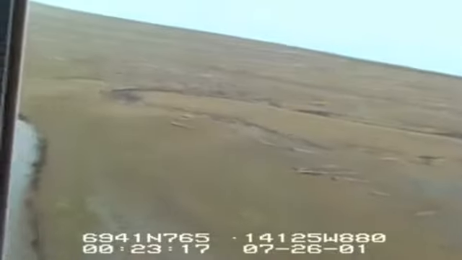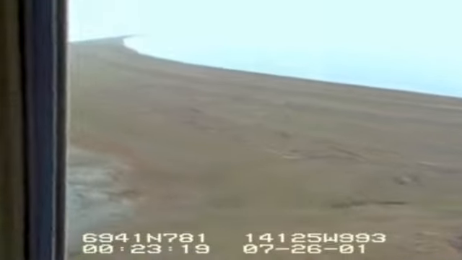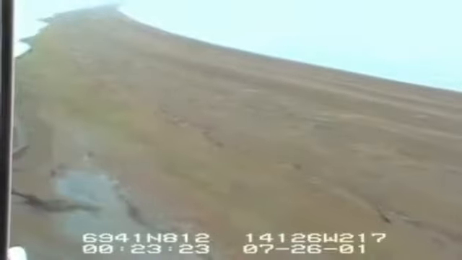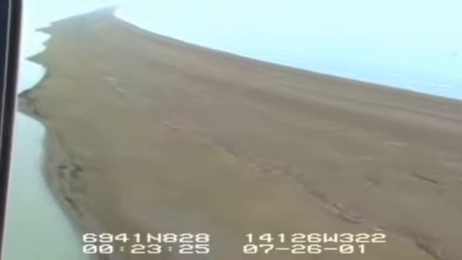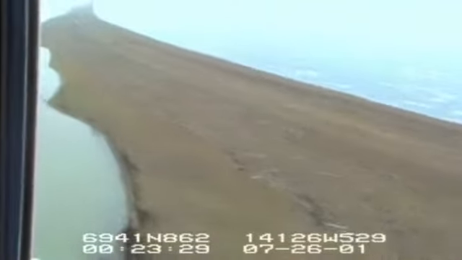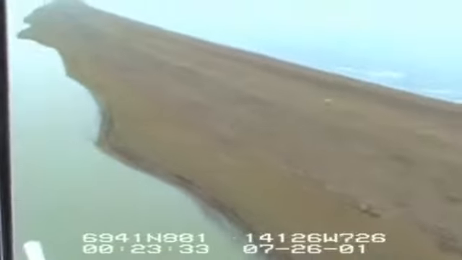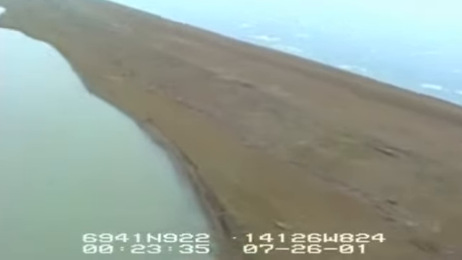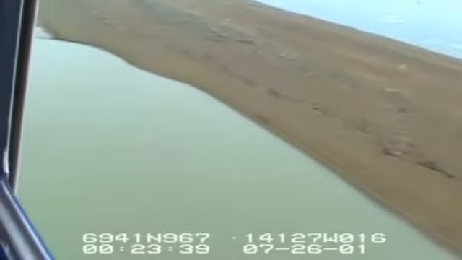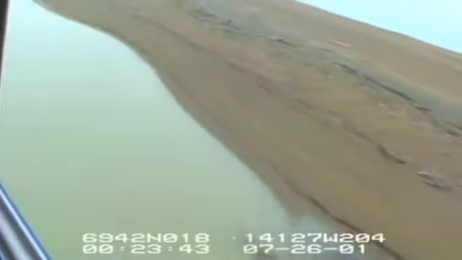Can you climb up just a little bit, Bob? That's good. What are we flying at, Doug? You're at about 185 feet. Okay, there's a line of peat just at the water line below, granular peat.